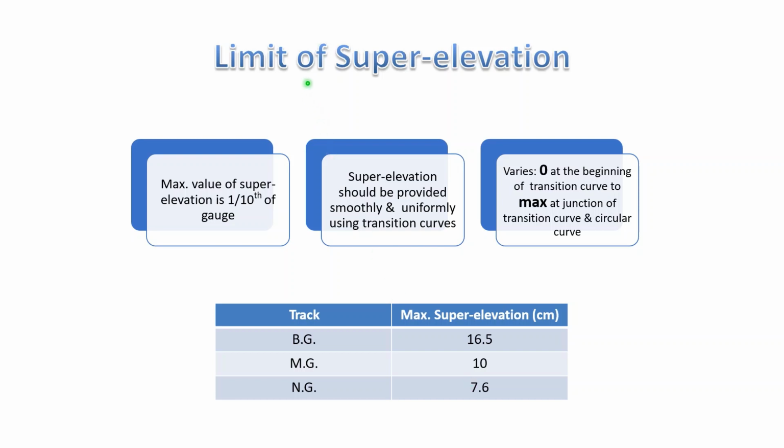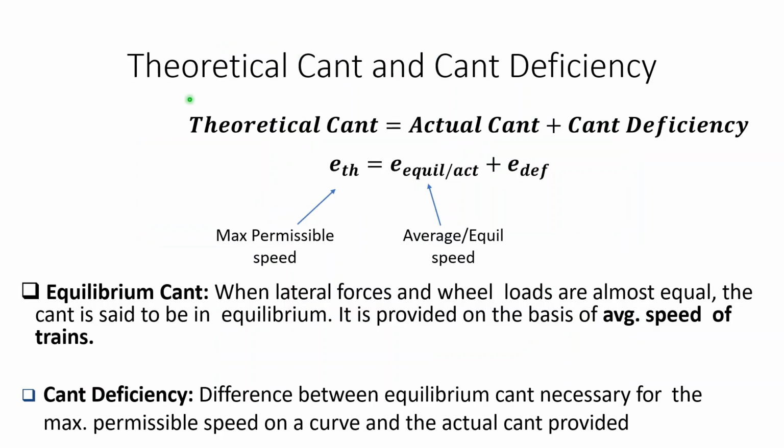If we are providing super elevation, then that has to be smoothly and uniformly introduced using a transition curve. All of a sudden we cannot raise the outer rail with respect to the inner rail. It needs to be smoothly and uniformly introduced with the help of transition curves. So it varies from 0 at the beginning of the transition curve to the maximum at the junction where the transition curve meets the circular curve. So next is the concept of theoretical Kant and Kant deficiency.